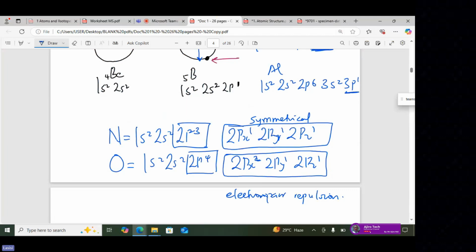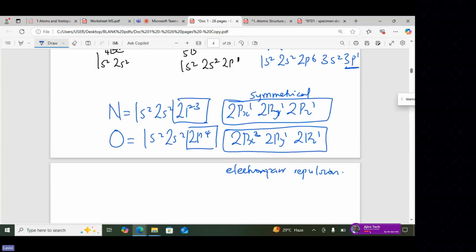The p orbitals are symmetrical. Oxygen has two of them, is that okay? That's from when I was teaching you atomic structure. Something like this, it's not clear. What I'm saying is not clear, right? It was breaking, it's now fine.